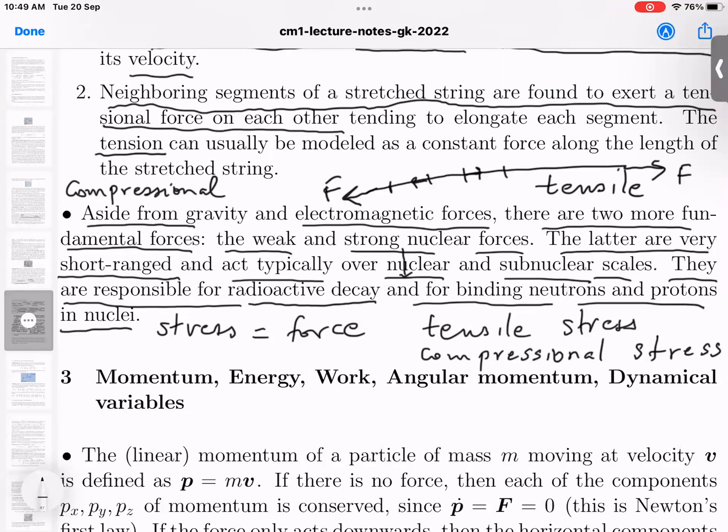Sir, are these forces non-conservative in nature? No, to our knowledge, all these four forces are conservative forces.